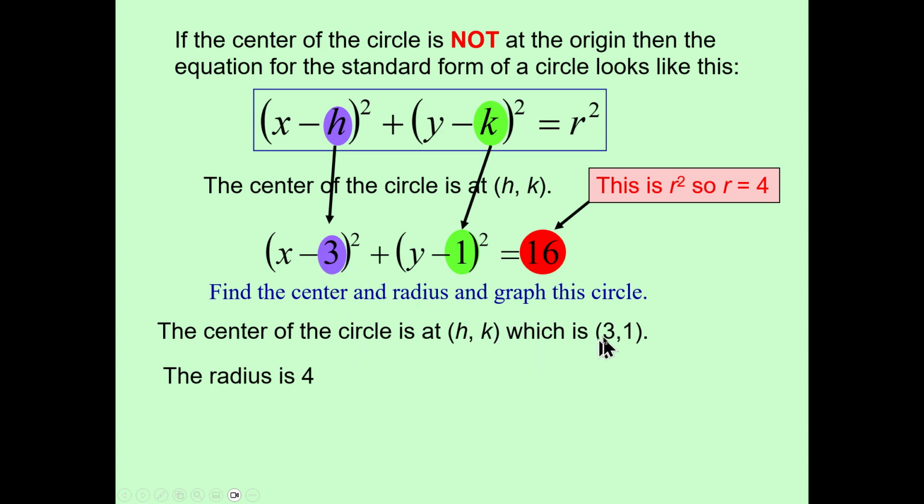Notice that when we get to the center, it's the opposite sign of what went in. You have a minus 3, but it comes out a positive 3. Here you have a minus 1, it comes out a positive 1. It goes back to the nature of the formula. And there's the graph of it.